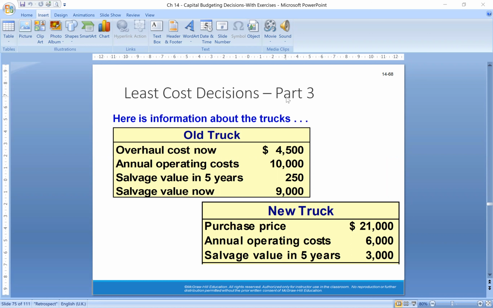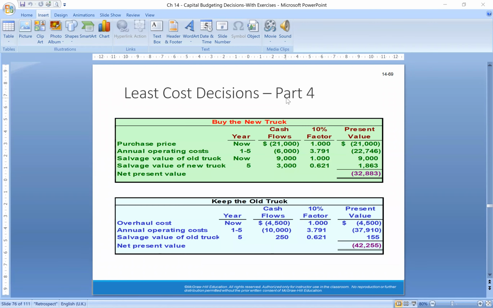Why do we have two salvage values? If we install a new one, then we can sell the old one now for 9,000. If we wait until the end of the old truck's life, we have to use the 250 only. The new truck: the purchase price is 21,000, annual operating cost 6,000, salvage value in 5 years is 3,000. Same. Look, we have to calculate the two present values.